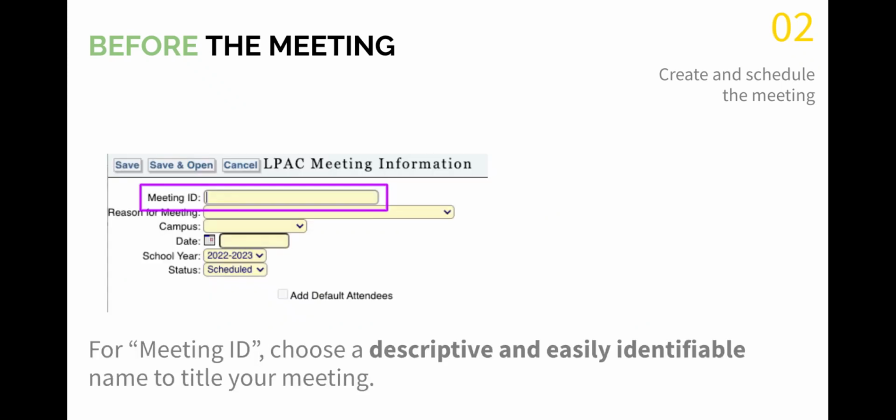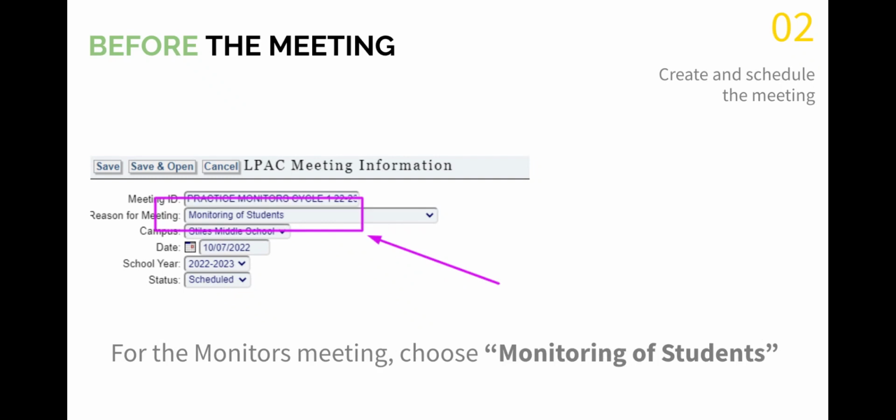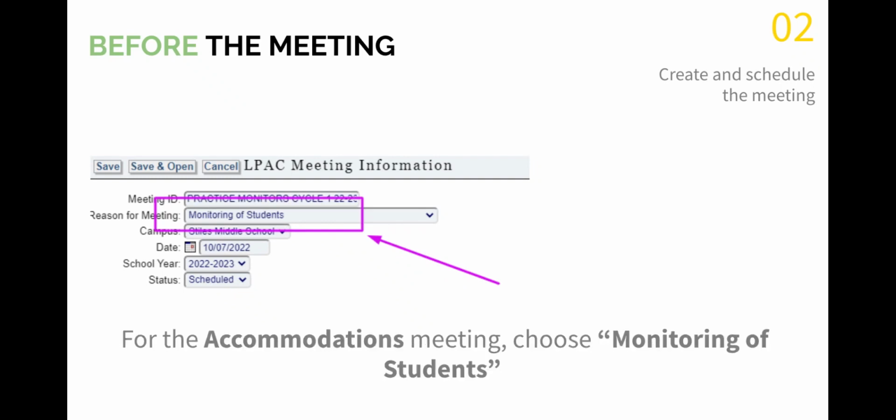For meeting ID, choose a descriptive and easily identifiable name to title your meeting. For reason for meeting, choose the type of LPAC meeting. For the initial placement meeting, choose placement initial. For the monitors meeting, choose monitoring of students. For the accommodations meeting, choose monitoring of students also.